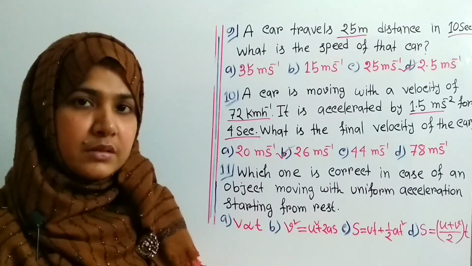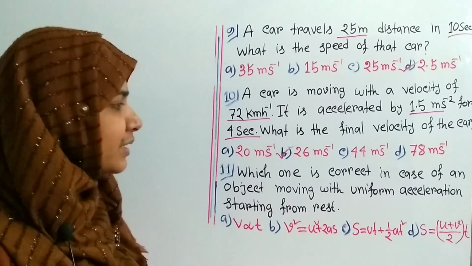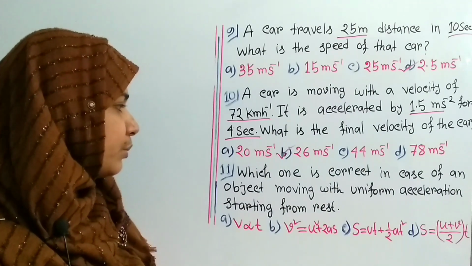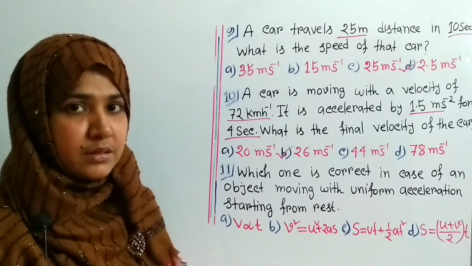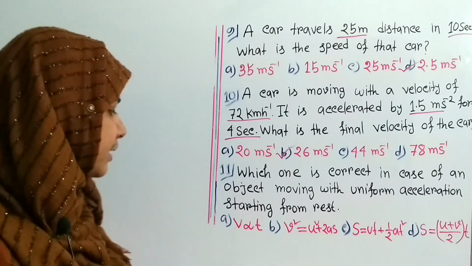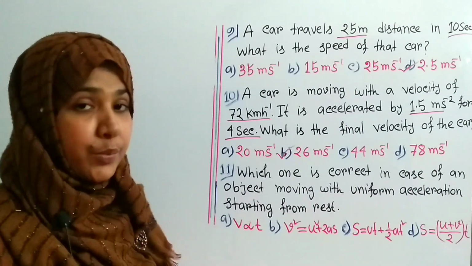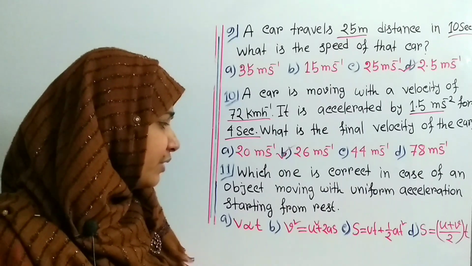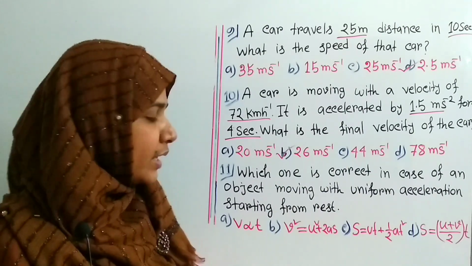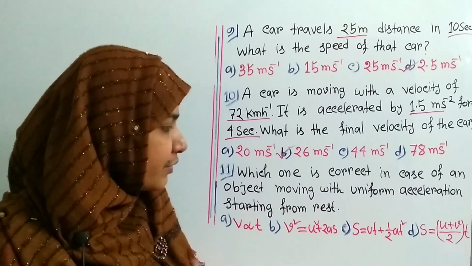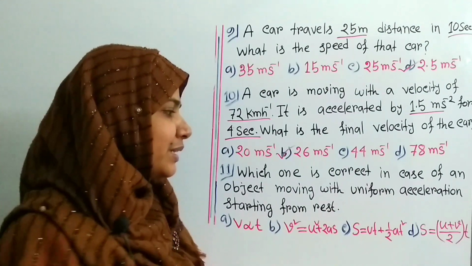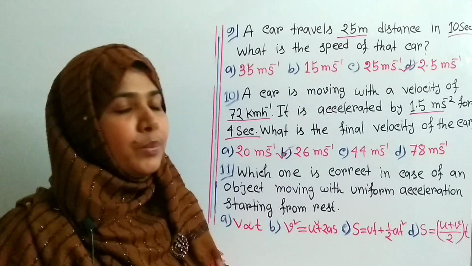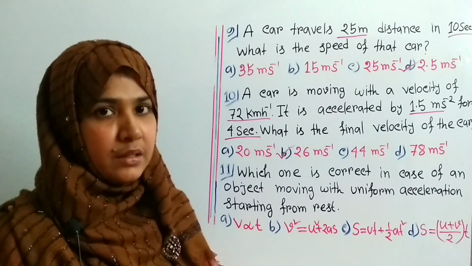Question 11. And the question is, which one is correct in case of an object moving with uniform acceleration starting from rest? And the options are: A, V proportional to T; B, V square is equal to U square plus twice AS; option C is given, S is equal to UT plus half of AT square; and option D is S is equal to U plus V by 2 into T.